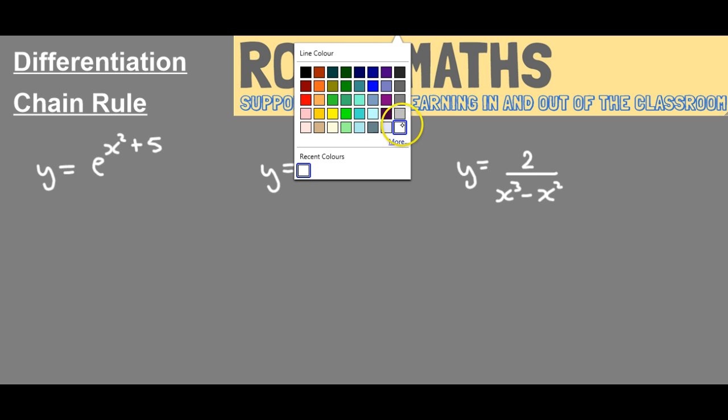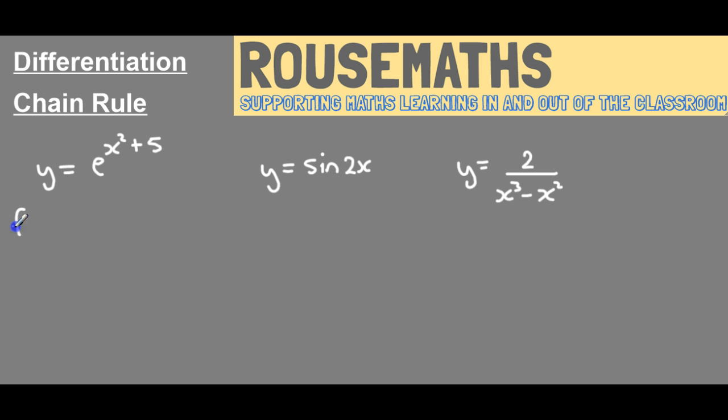So if I take the first one, the reason it's a chain rule is that it's a function within a function. By that I mean that if we take one function, we've got e to the something, and the second function is our x squared plus 5. So the reason that we can use the chain rule with this particular scenario is that we've got a composite function.